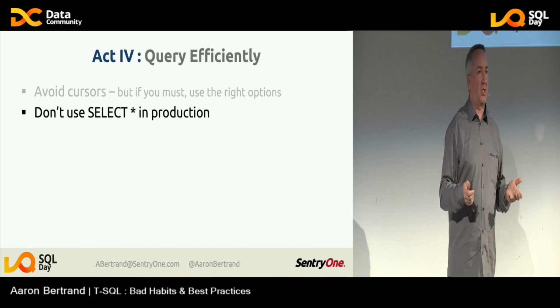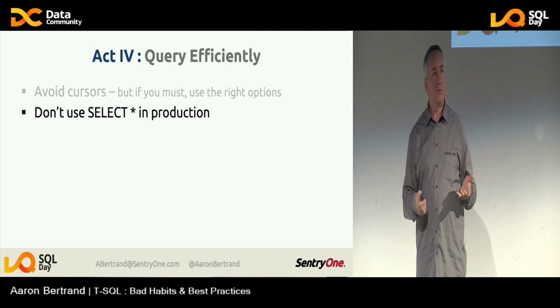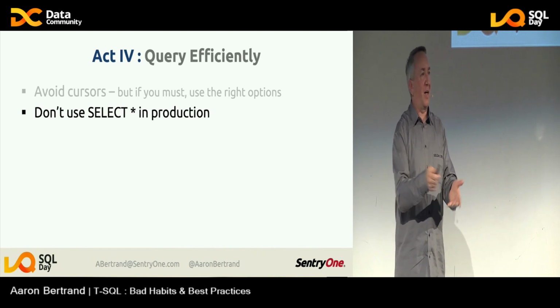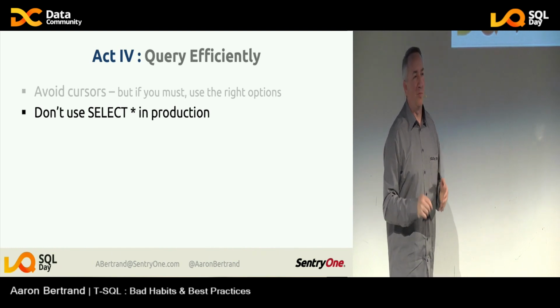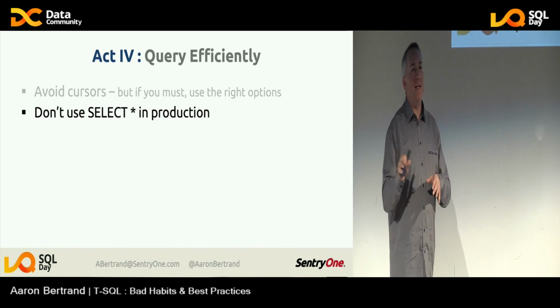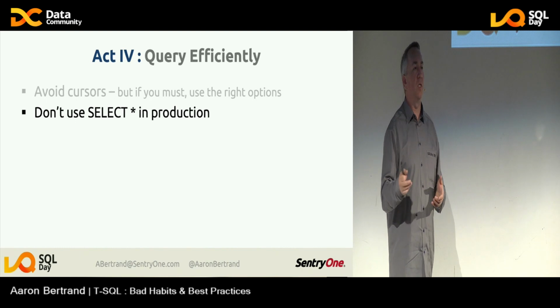Everybody knows not to use select star in production, right? I mean, if you read the abstract, I already gave that one away. Please don't use select star. It's nice and handy for ad hoc stuff on your desktop if you just want to see what's in this table, but don't put it in production. It causes all kinds of problems.